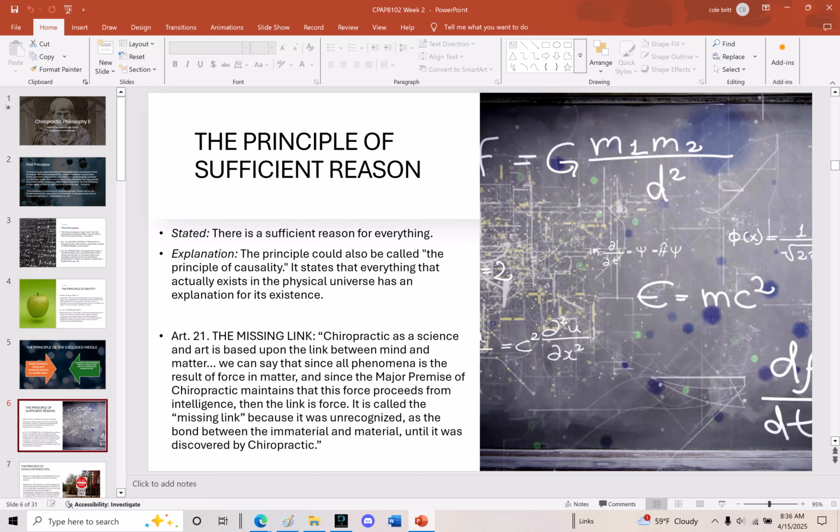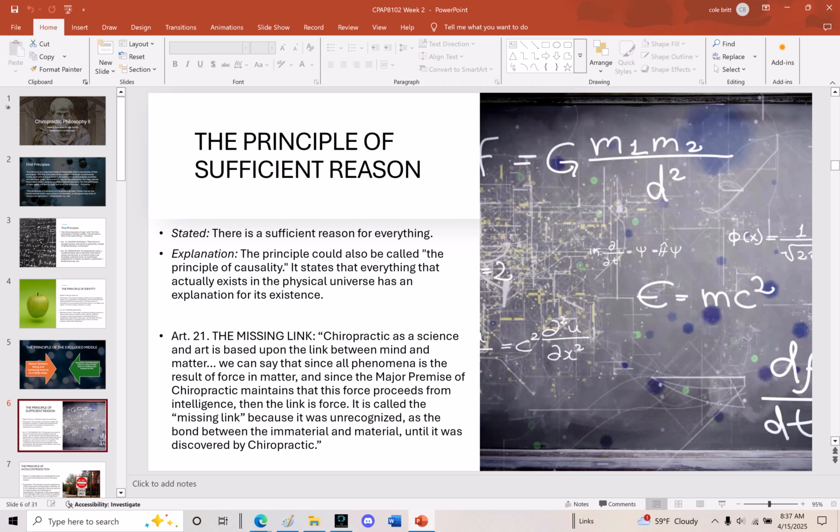Stevenson talks in Article 21 about the missing link. Chiropractic as a science and art is based upon the link between mind and matter. We can say that since all phenomena is the result of force in matter, and since the major premise of chiropractic maintains that this force proceeds from intelligence, then the link is force. It is called the missing link because it is unrecognized as the bond between immaterial and material until discovered by chiropractic.